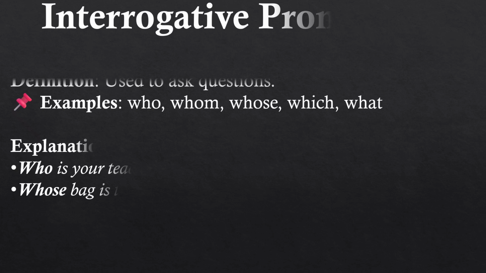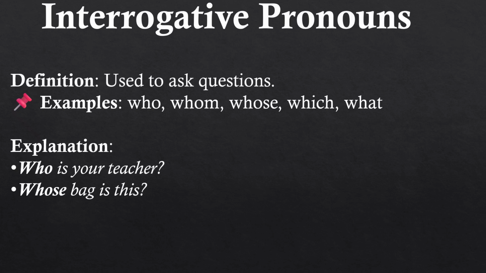Next one is interrogative pronoun. Interrogative pronouns are used to ask questions. Interrogative itself means questioning. So when we have the words like who, whom, whose, which, what, these are interrogative pronouns. For example, who is at the door?